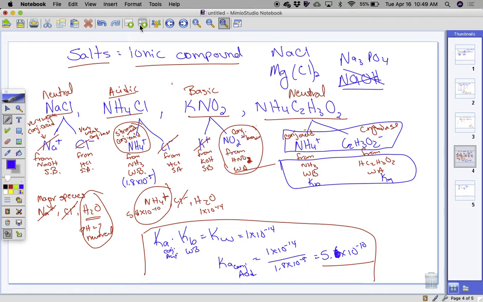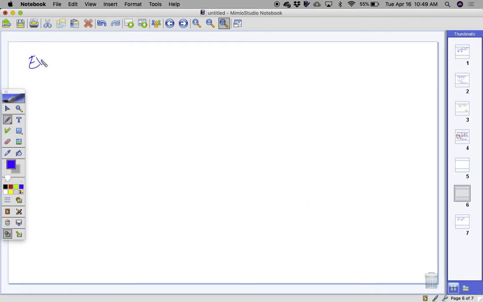So let's do an example where we have to actually find the pH. So find the pH of, somebody pick a molarity. 0.27. 0.27 molar. Pick a salt. Let's pick a salt that has to be acidic or basic.